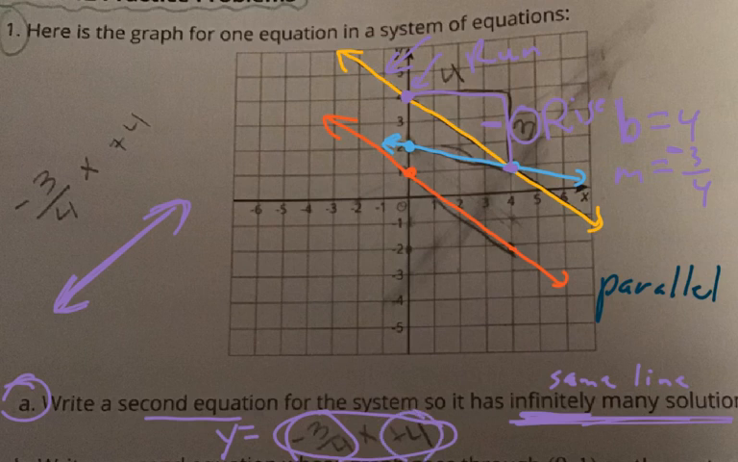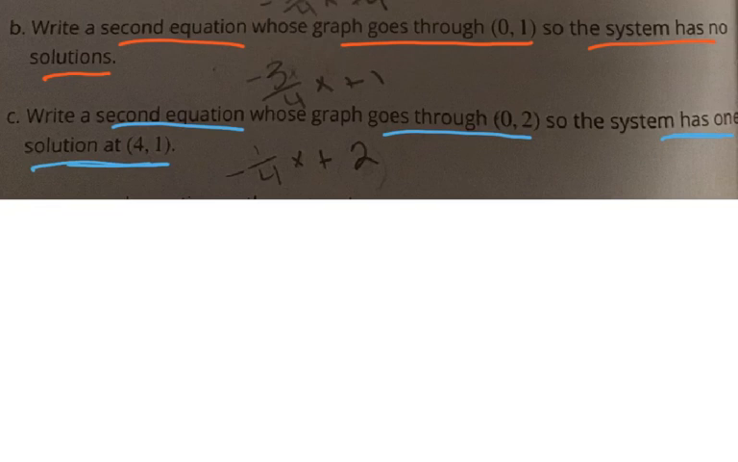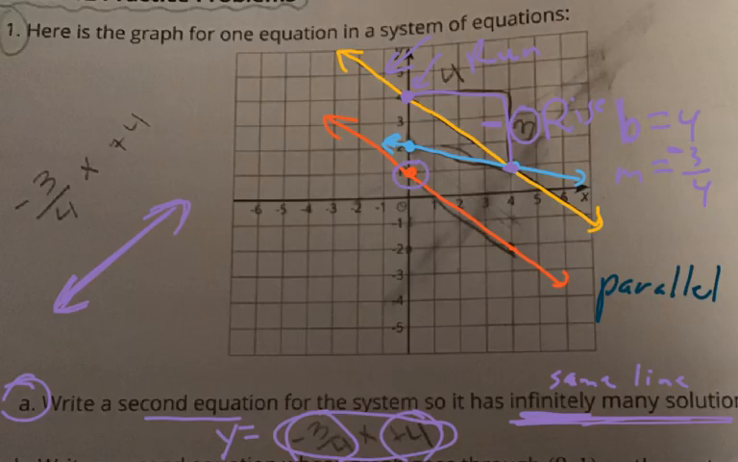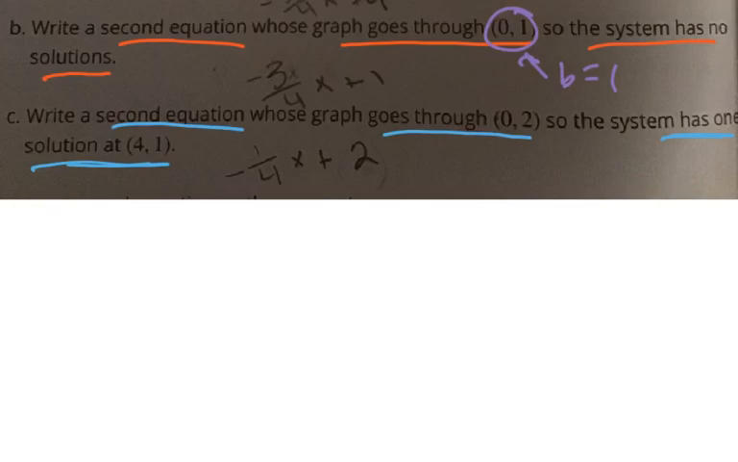Okay? So now, the second question right here in red, they wanted you to go through 0, 1. Well, they basically told you they want the b to be 1 in this case because 0, 1 is right there. So the red line is the equation we want. And if we want the slope again to be down 3 and over 4 to there, the equation for that line, all right, is going to be negative 3/4, same slope, right? Same slope, but now it goes through plus 1.